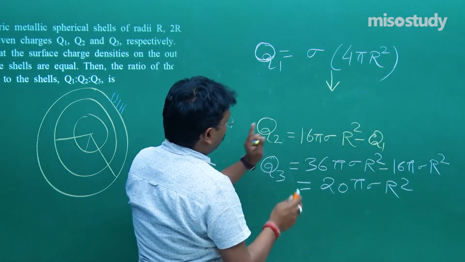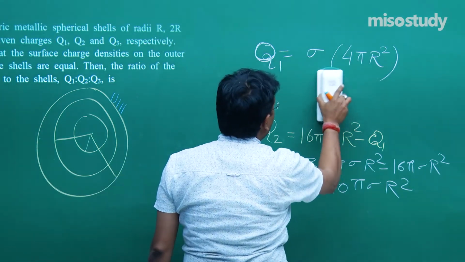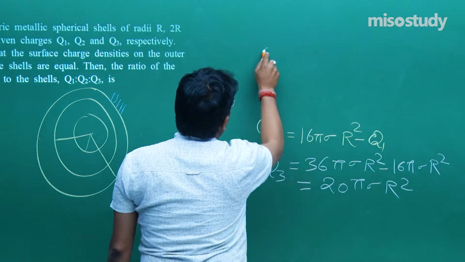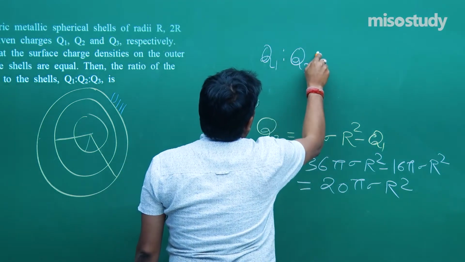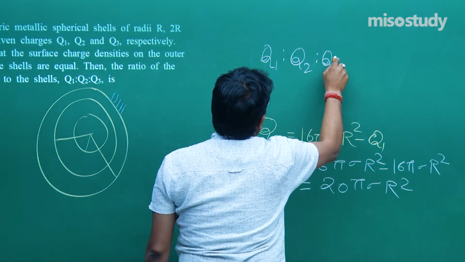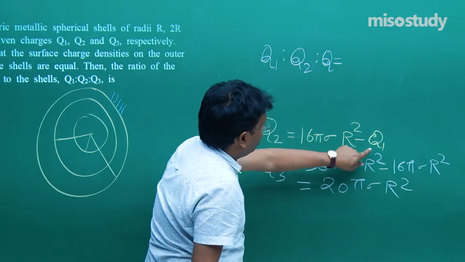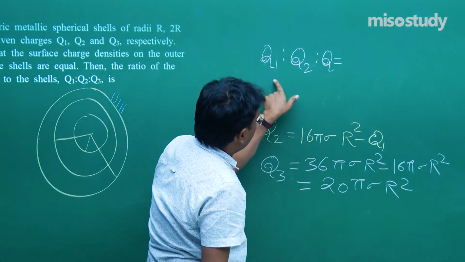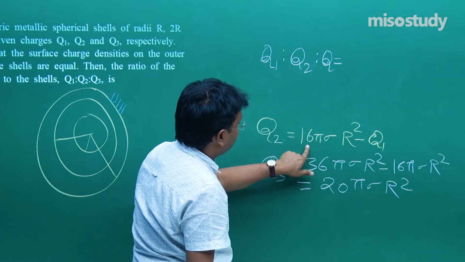So now what can I say? I can say simply a trivial, very basic approach: Q1 ratio Q2 ratio Q3. All the values are given to you. The Q1 value I mentioned earlier, and the Q2 value I mentioned over here. Put the value of Q1 from the basic formula over here, and you will get the final value of this Q2.